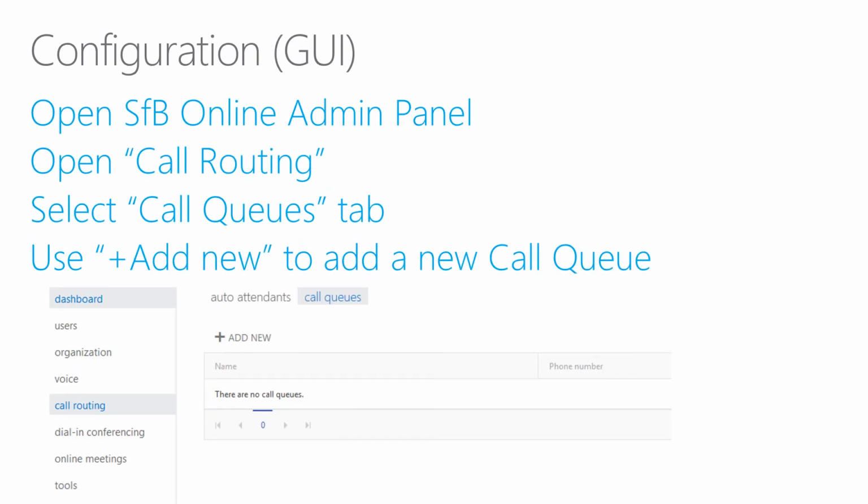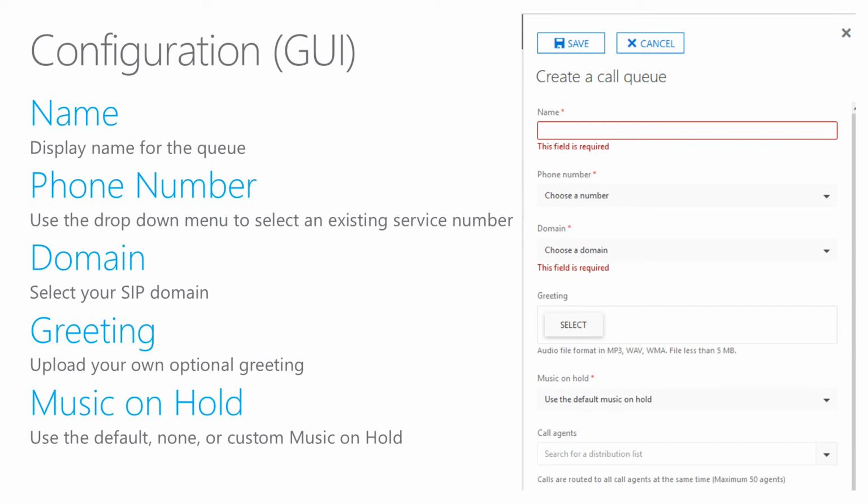Now, how do you configure it? You open your Skype Business Online Admin Center, you go to call routing, call queues, and you do an add new. You put in the name, your phone number, which is the service number. So if you haven't requested the service number yet, you cannot create the call queue. Set your domain, which is your subdomain. You can upload your greeting if you want to, and set the music on hold.